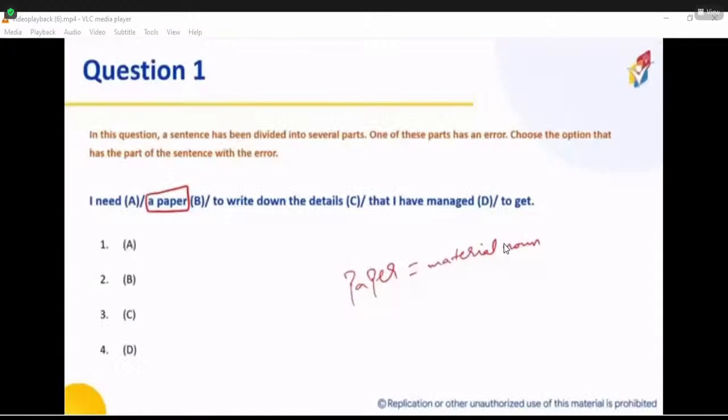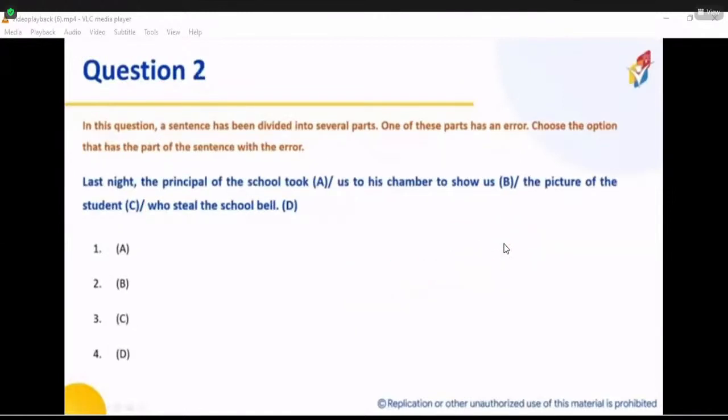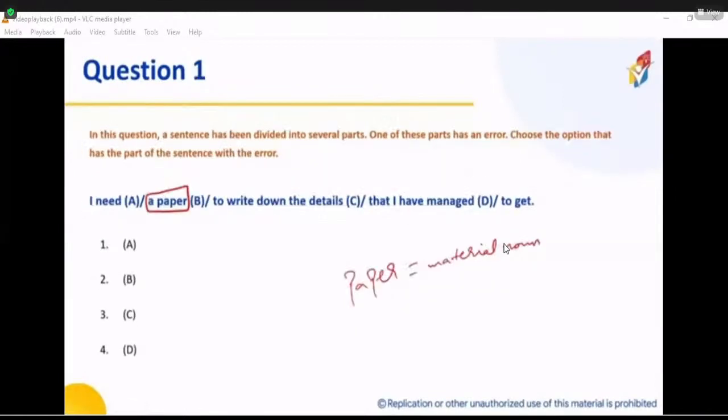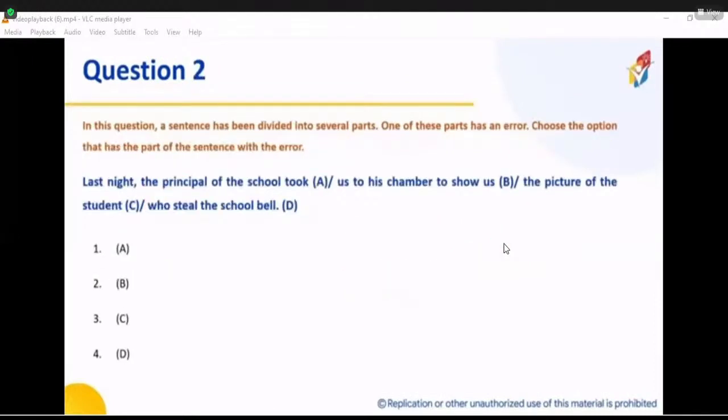Back to the presentation. So that part is definitely erroneous. So I need a paper is incorrect. Your answer should be option B. To write down the details that I've managed to get. Write down is a decent phrasal verb, the details that I've managed to get. Everything else looks okay, so your answer should be option B.